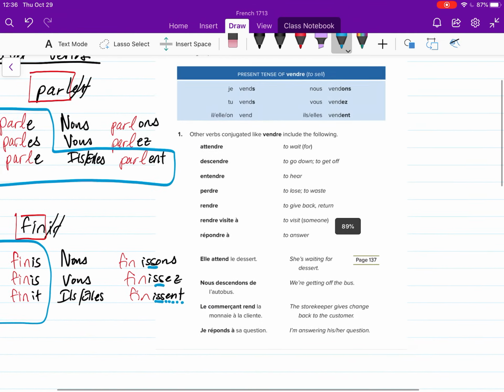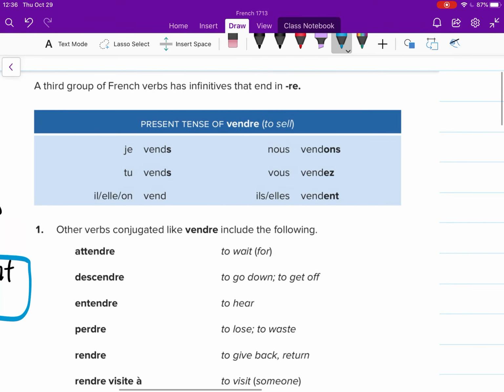Okay, so our last set of regular verbs, and this is the new information for today, are verbs that end in an RE. So we've had ER, IR, and now RE. You'll take off the RE, like vendre here. Vendre means to sell, think vendor. And you'll add S, nothing, ONS, easy, ENT. The root here, you'll take that and use that with your endings. And now you have je vends, tu vends, il vend. Nous vendons, vous vendez, ils vendent.